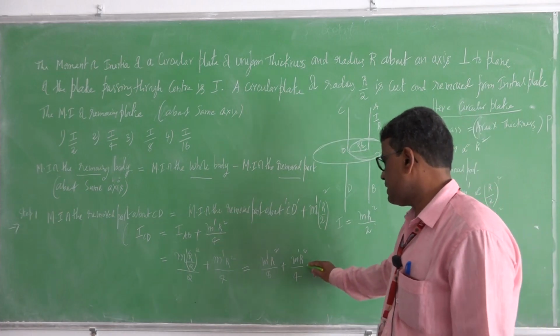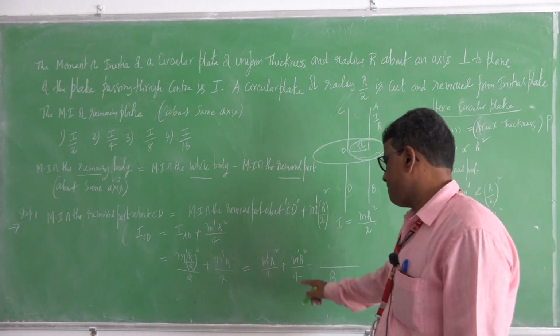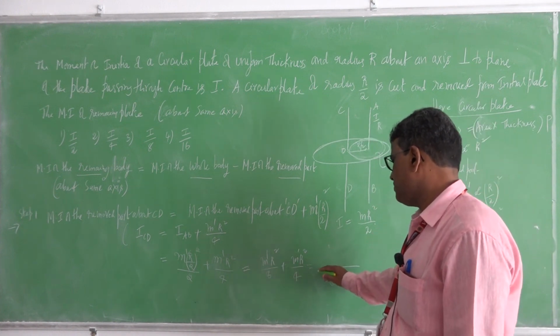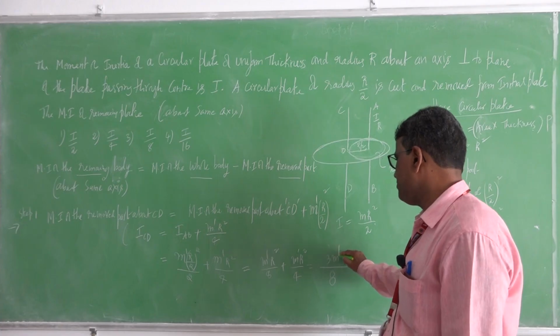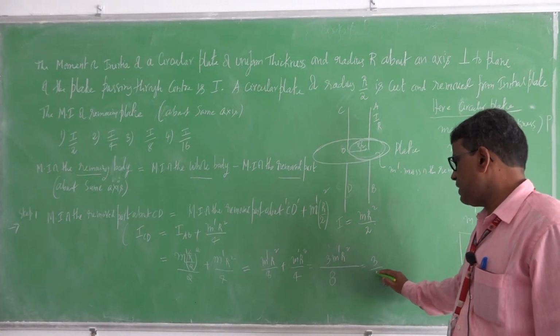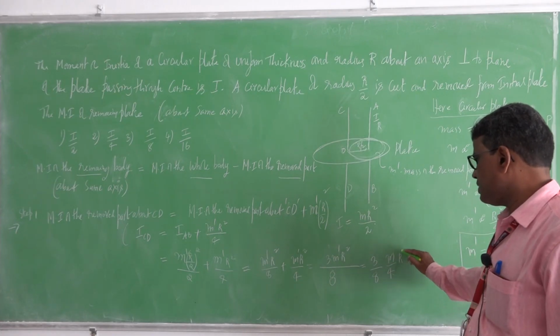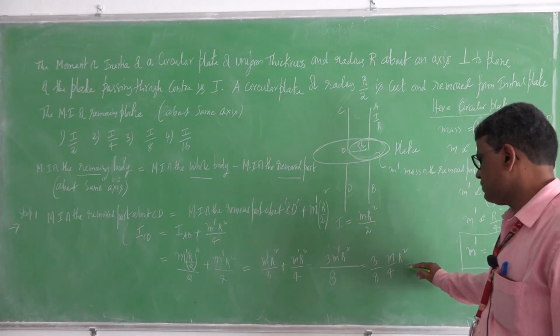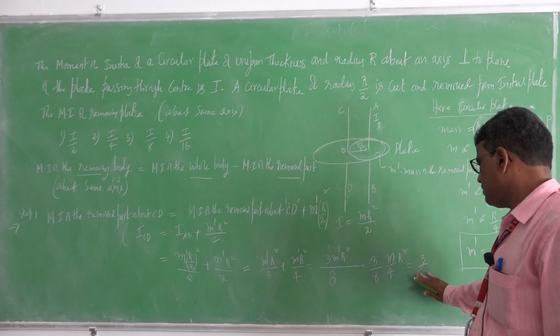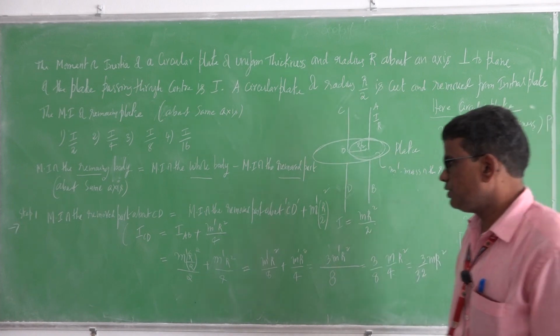So you will get 8 as the LCM: 8, 8, 1 plus 2, 3. So 3 m dash r square by 8. Instead of m dash, you write m by 4. So that is 3 by 8, into m by 4, into r square. So that is what you will get, 3 by 4 into 8, 32, m r square.